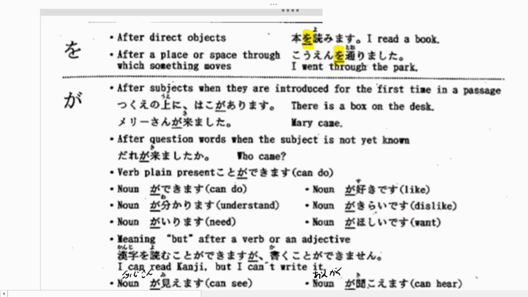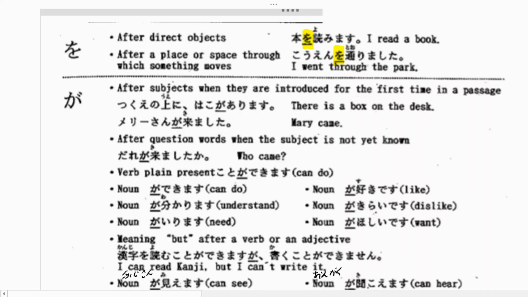You can also use ga dekimasu with nouns, and you can use it to understand things. So Nihongo ga wakarimasu, I understand Japanese, or I know Japanese would be more how that's translated. Or if you want to say tabemono ga irimasu, it means I need food, so again ga for those sorts of things.